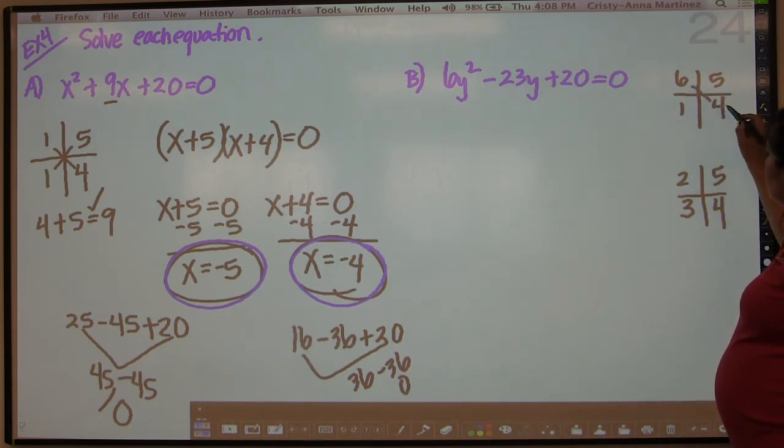So in this case, I get 6 times 4 is 24, and 1 times 5 is 5, so I get 29.